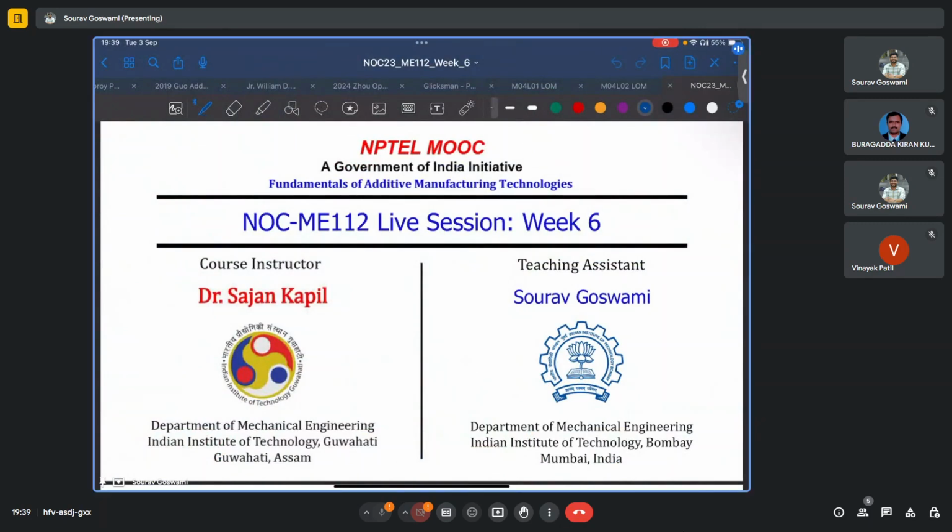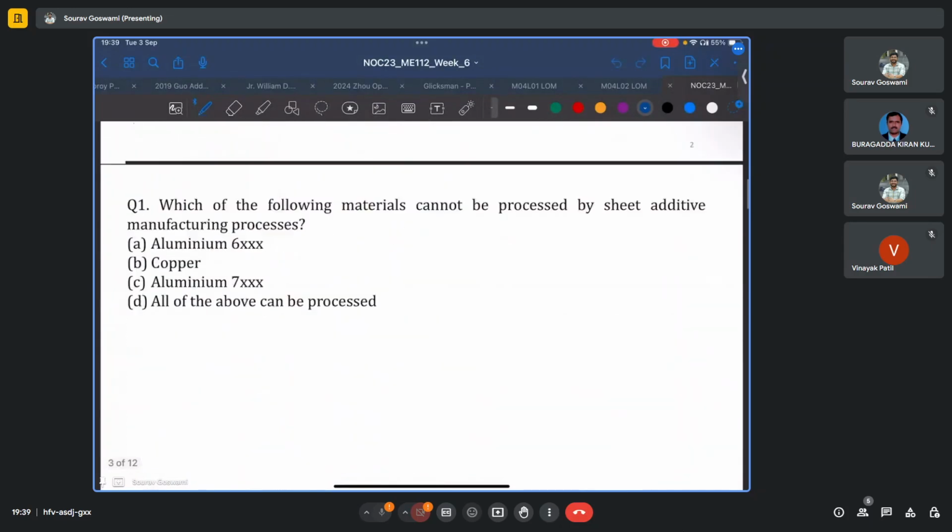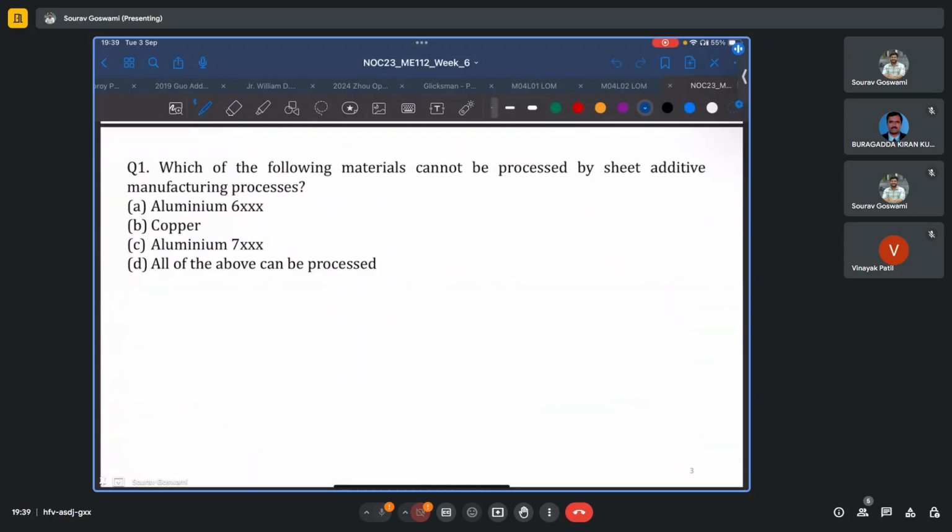So, welcome back, and let us look at a few illustrative problems that will help us revise our concepts and help us solve the assignment questions for this week. The first question asks us, which of the following materials cannot be processed by sheet additive manufacturing processes? Among the options are listed two grades of aluminum, say aluminum 6000 series, aluminum 7000 series, and copper. Or is it that all of the above can be processed via ultrasonic consolidation or similar sheet additive manufacturing processes?